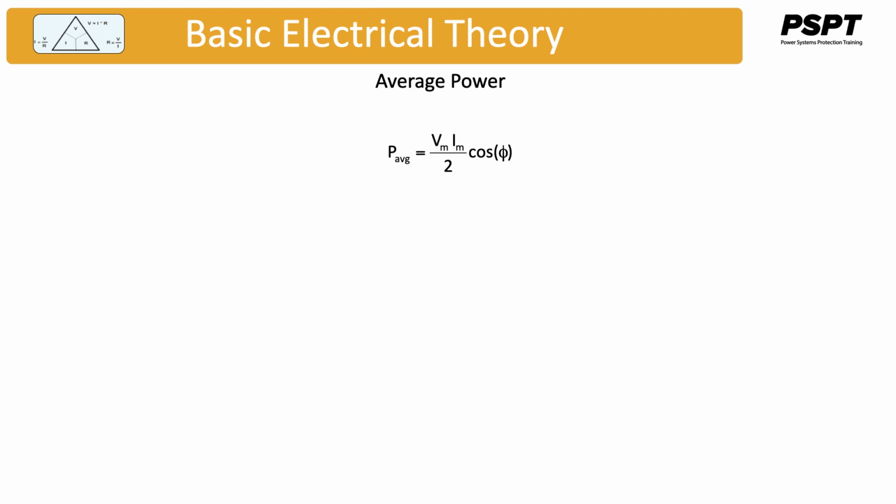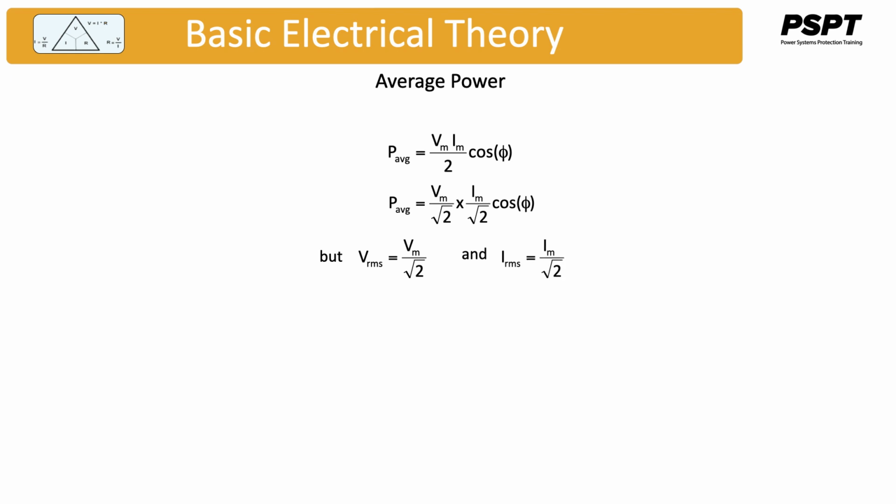We can take VmIm over 2 and split it out into two terms and still not change the meaning of the equation. We could say that the P average is equal to Vm over root 2 times Im over root 2 times cosine phi. But you remember that the RMS value of voltage is equal to Vm over root 2, and the RMS value for I is Im over root 2.